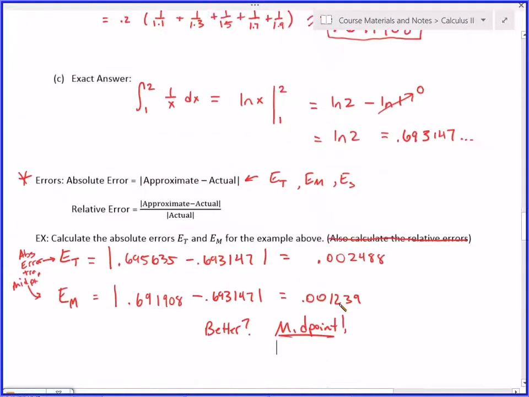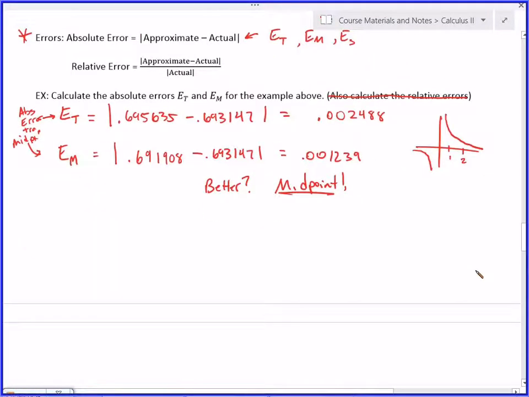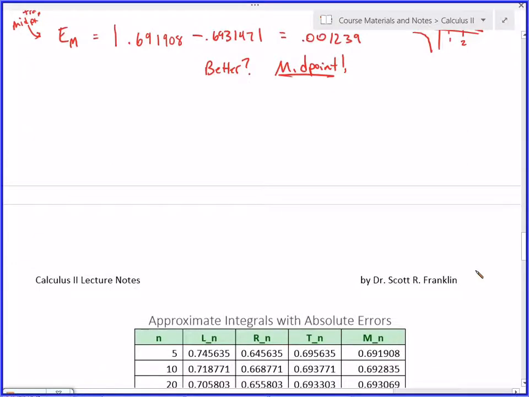The graph of 1 over x looks like this. So if we're going from 1 to 2, okay? I'm thinking the wrong graph. That makes no sense. I'm thinking of absolute value.